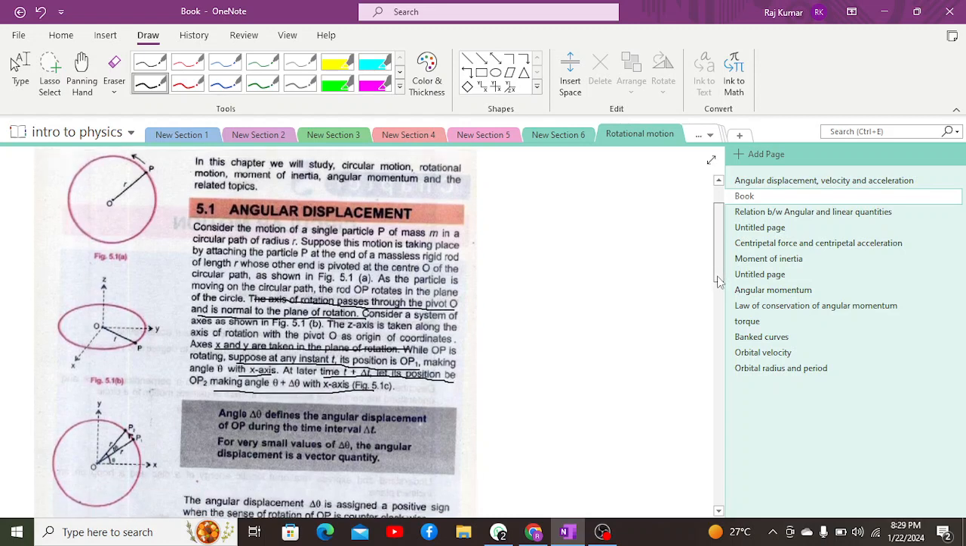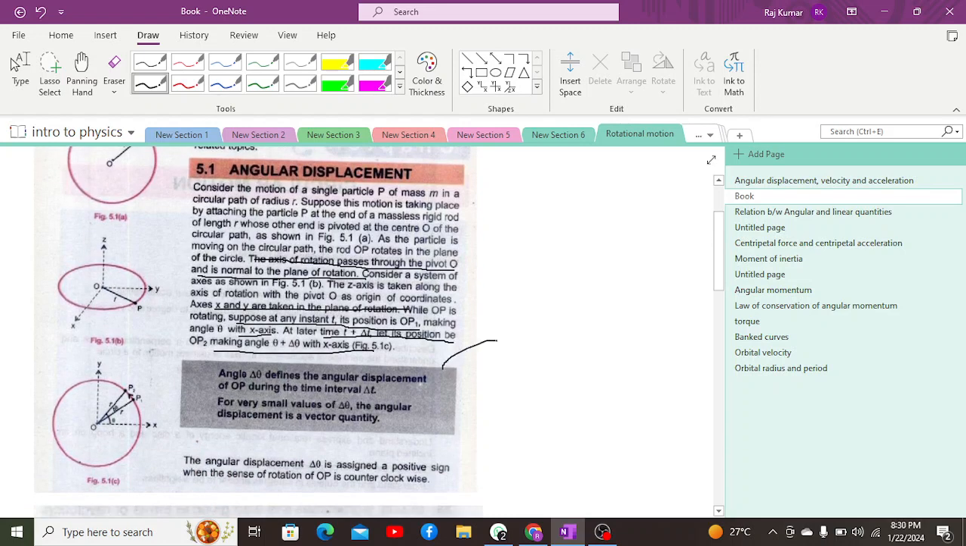So at that moment the angle which would be subtended is the angular displacement, which is a dimensionless quantity. What is the unit? No unit. It is dimensionless. Yes, in the SI system we have a supplementary unit, which is known as the radian. It is a dimensionless quantity. Angle delta theta defines the angular displacement of OP during the time interval delta t. For a very small value of delta theta, the angular displacement is a vector quantity.